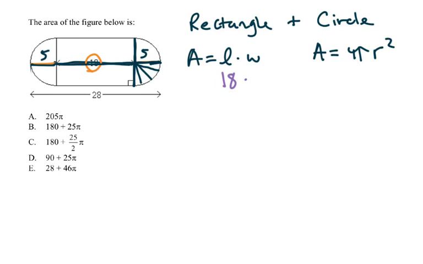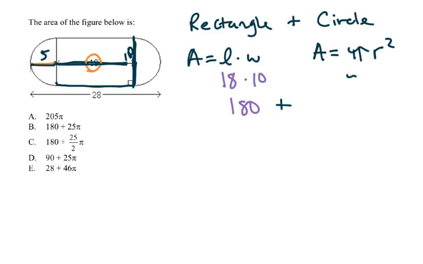So my diameter of the circle, or also known as the width of the rectangle, is going to be 5 right here plus another 5, so it's going to be 10. So my length of my rectangle is 18, the width is 10, I can plug in 10 here, and 18 times 10 would be 180, and then we're adding to that the area of my circle.